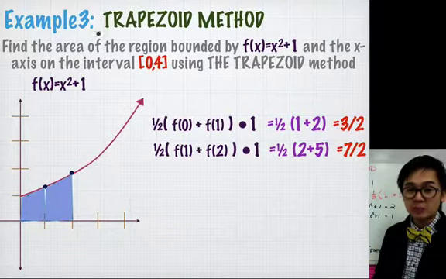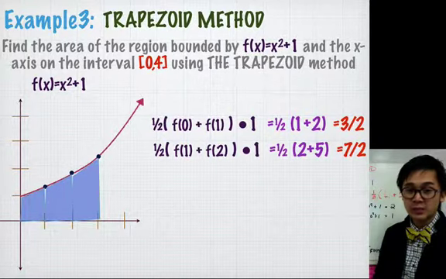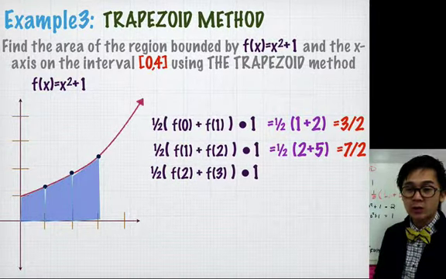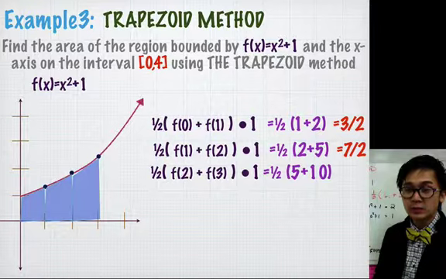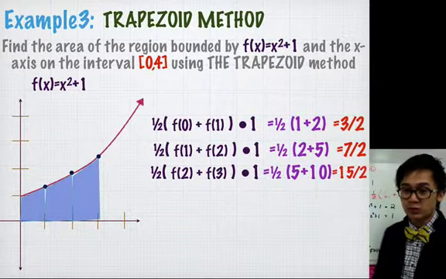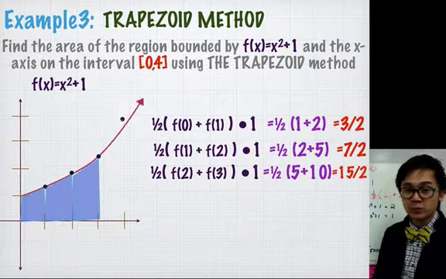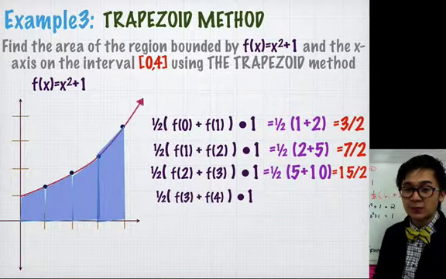Now, yung pangatlong trapezoid, kailangan nyo yung value ng f of 3 and f of 2 this time. So, meron ka ngayong 1/2 times 5 plus 10, which is 15/2. Yan yung pangatlong trapezoid. At yung pang-apat na trapezoid, parehas pa rin ng method. Pauulit-ulitin lang natin. Ngayon naman, it's f of 3 plus f of 4 times 1 and then 1/2.